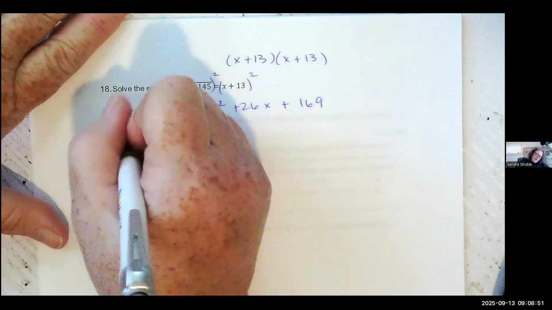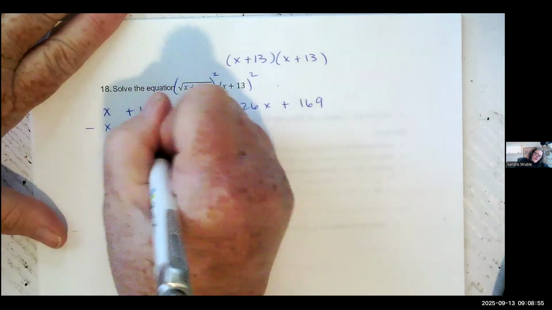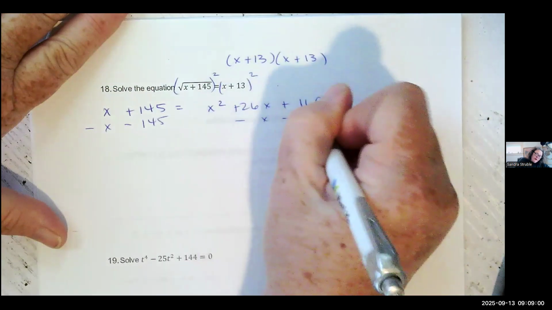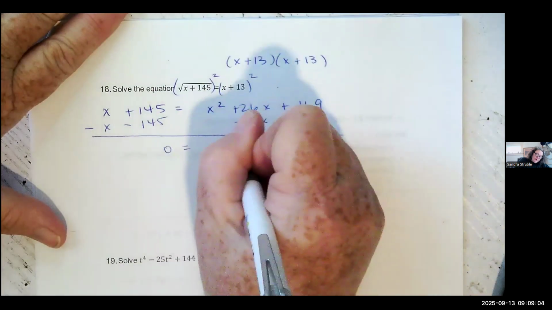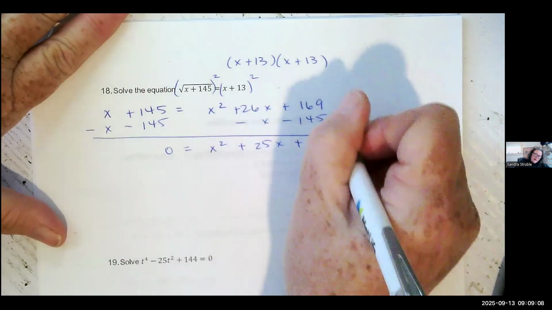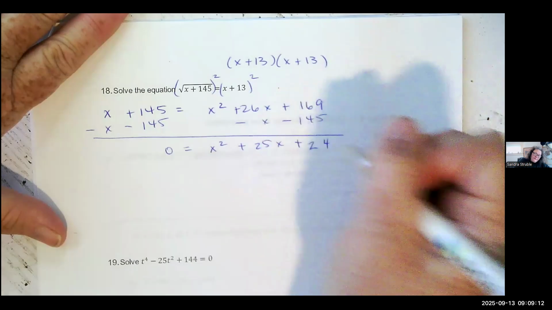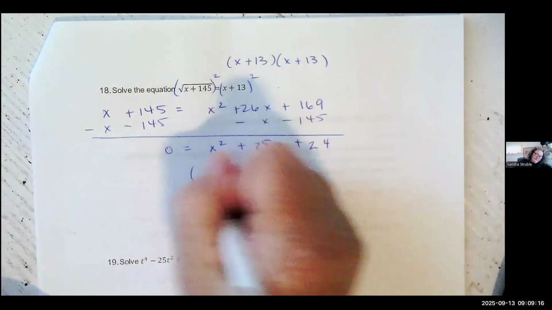All right, subtracting, oh no, I have to subtract everything. Subtract x, subtract 145. I need to set this equal to 0. So 0 is equal to x squared plus 25x plus 24. All right, factor.